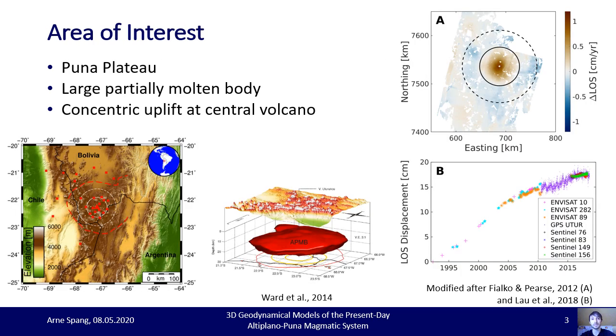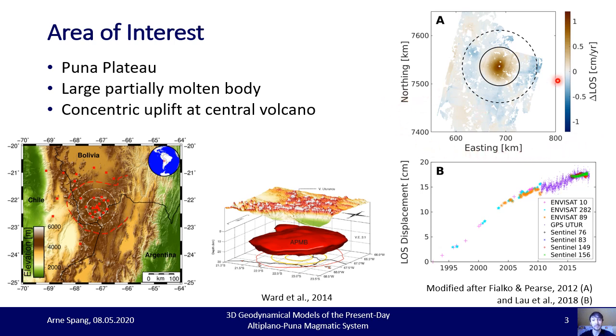The area we are interested in is the Puna Plateau in the Andes. The reason for that is there's a lot of data on that region. For example, there is a seismic imaging study that sees this very large magma body, which is about 200 kilometers in diameter, which is also indicated by this outline here on the map. And at the central volcano here at Uturuncu, we have InSAR data that observe this concentric uplift pattern.